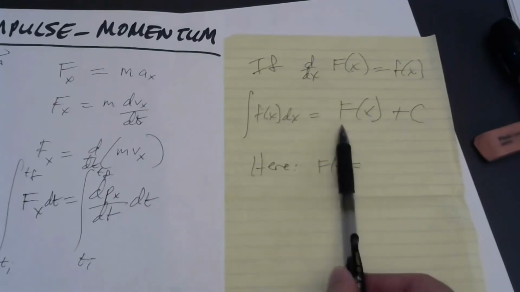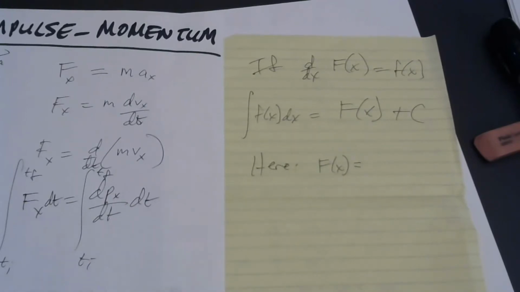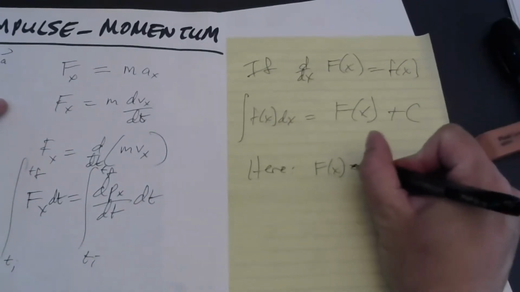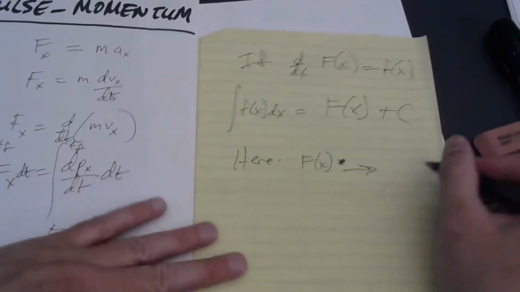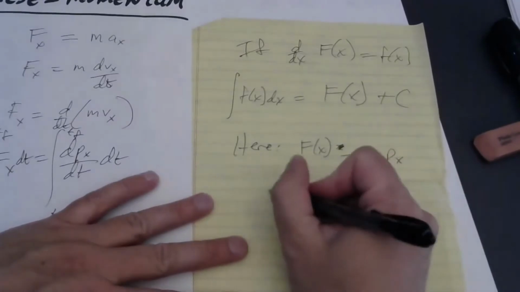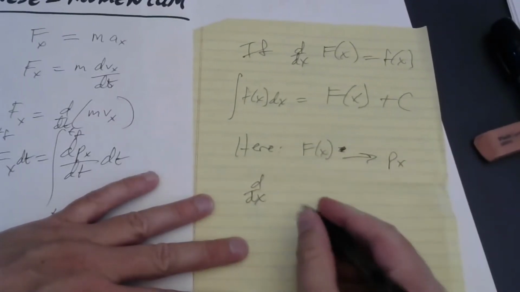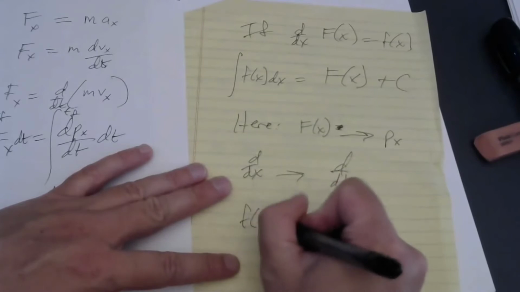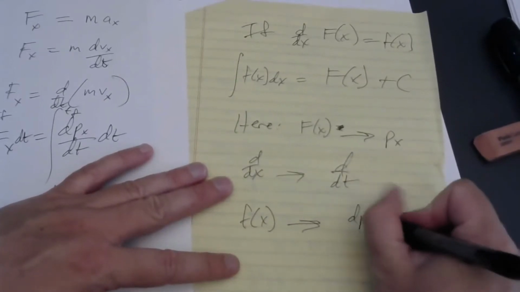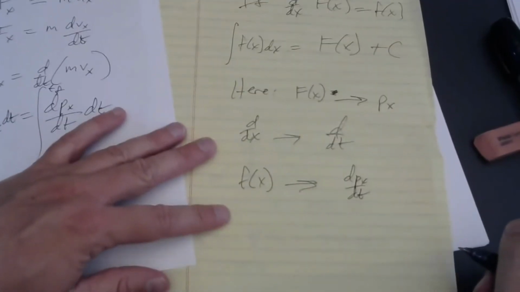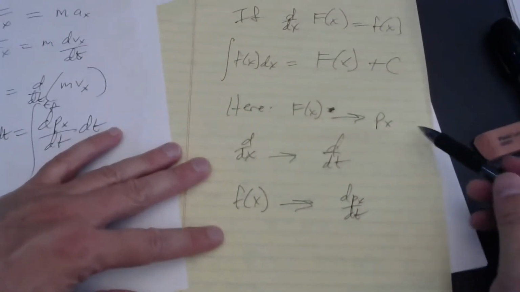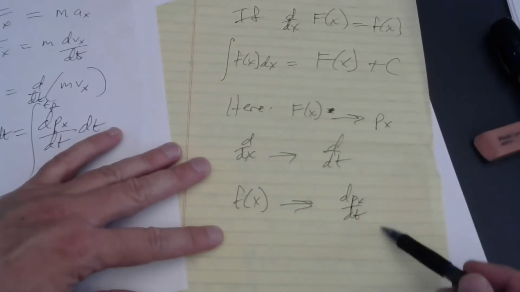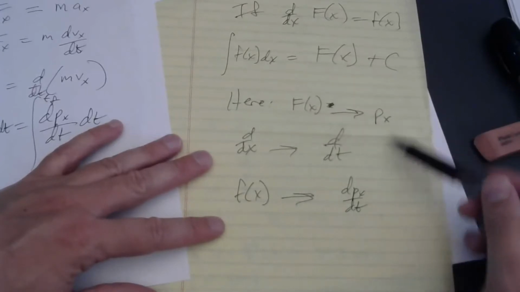So I'd like to identify the big F and lowercase f in what we're doing presently. And it's a little confusing because over here we're using big F for force, but that's really not the same as the big F over here. Here, the capital F, let me put an arrow, because they're not really equal, would be the x momentum. And instead of a derivative with respect to x, I'm talking about a derivative with respect to time. So lowercase f of x goes to dp dt. So the derivative of this is this, and I'm talking about a derivative with respect to time. The derivative of p sub x is dp dt.